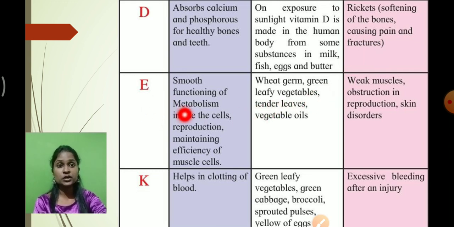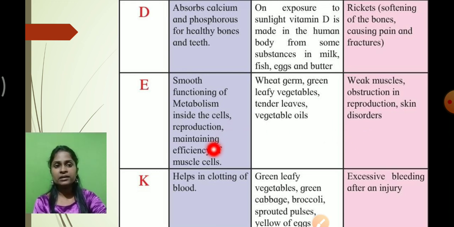Vitamin E function: it helps in the smooth functioning of metabolism, reproduction of the cell, and the efficiency of the muscle cell. From where will we get vitamin E? We will get it from wheat, green leafy vegetables, vegetable oil, etc. If it is low, then what might occur? It causes weak muscles, obstruction, skin disorders, etc.